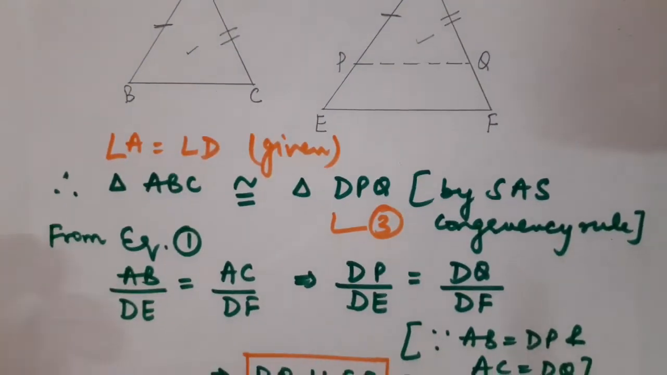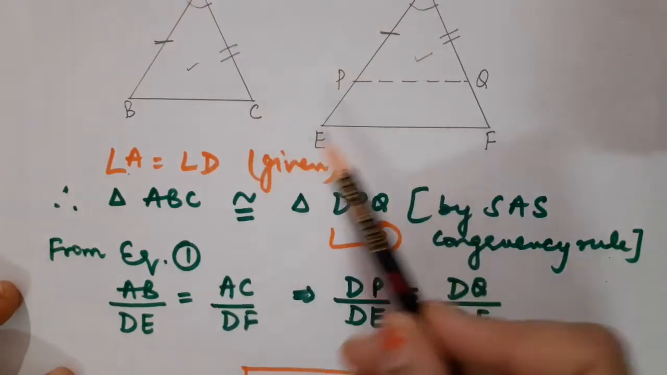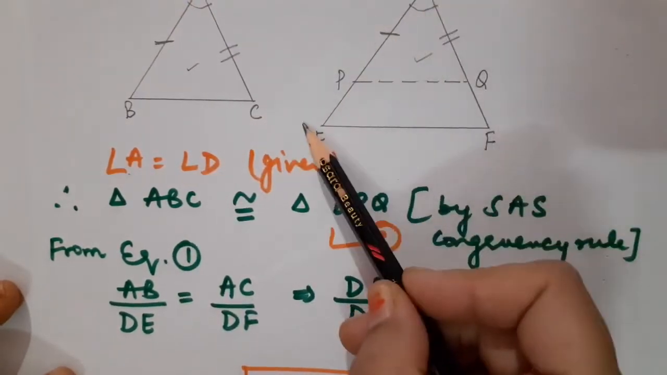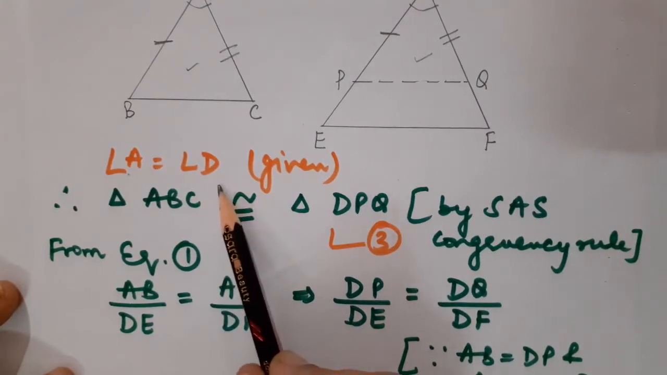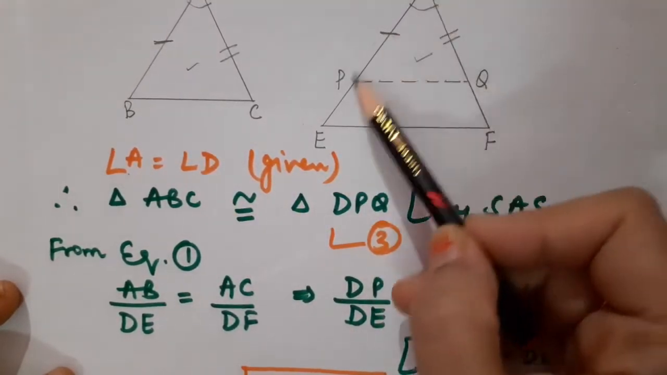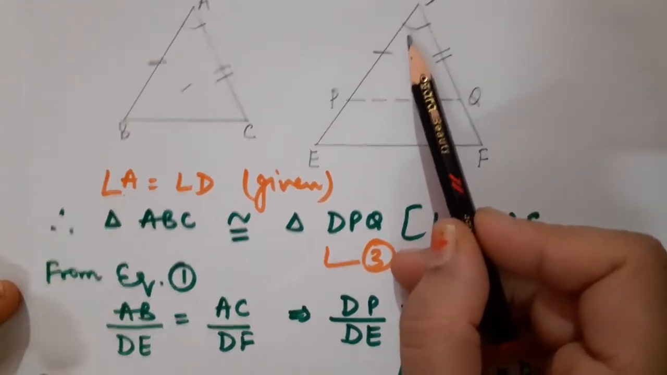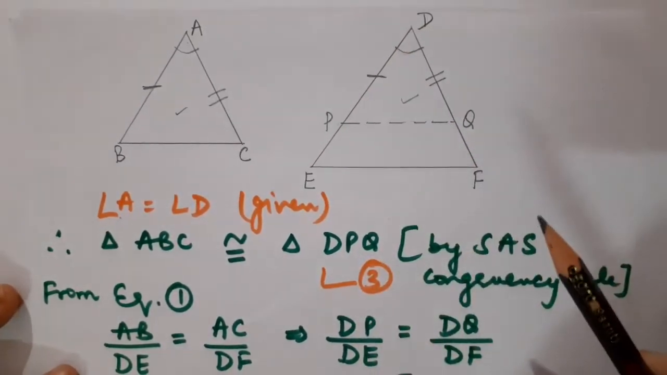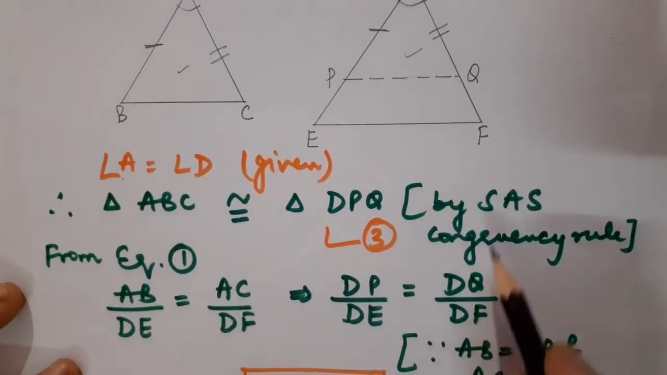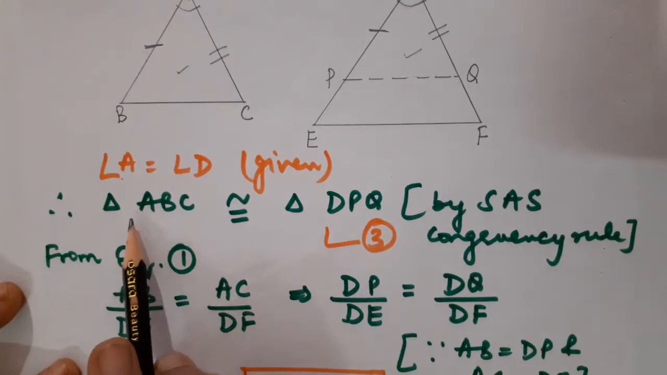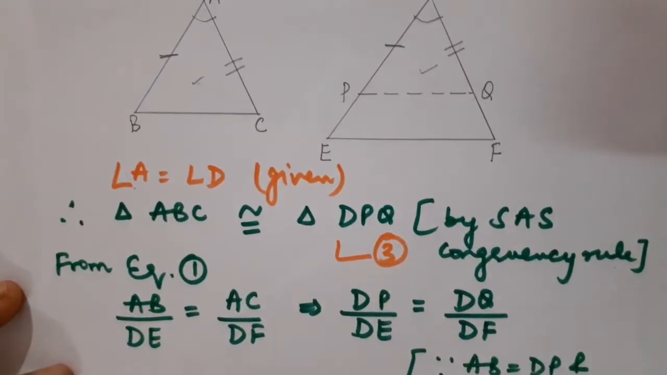And of course the included angle A, which is included between AB and AC, and the included angle D, which is included between DE and DF, are both equal. Or you can say DP and DQ also. Why? Because angle D is nothing but the included angle of DP and DQ also, and DE and DF also. Fine, children. So by SAS congruency criteria, I can say that triangle ABC is congruent to triangle DPQ.